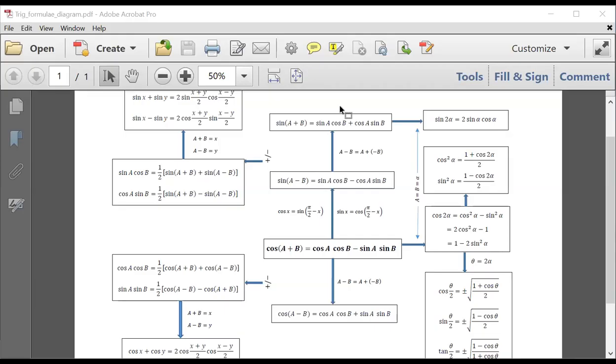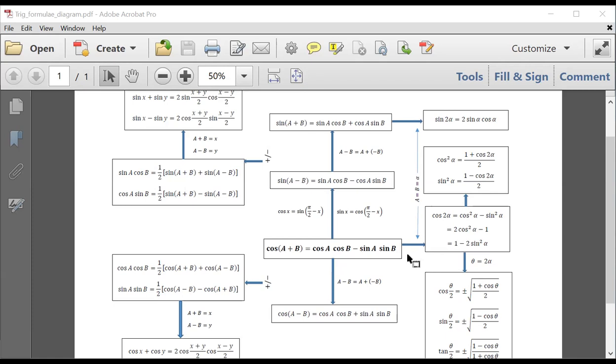All right, in this lesson, we're going to continue the diagram. We have done all of it in the middle, and we have done everything on the left side, and now we're going to do the right side. These are the double angle formula and half angle formula. And let's see how we derive them.